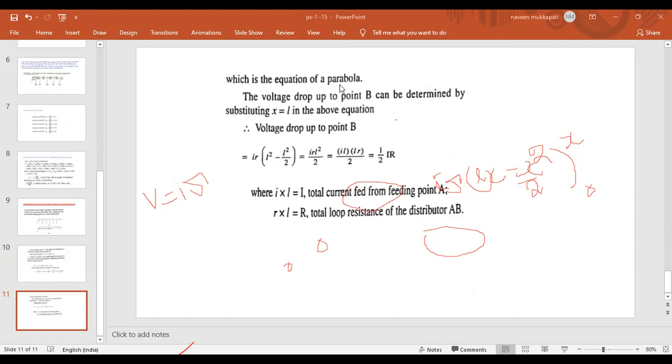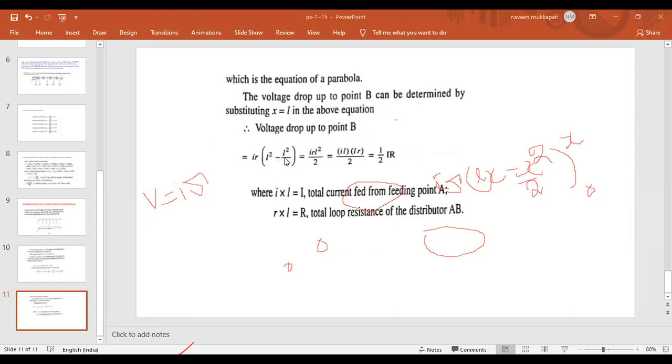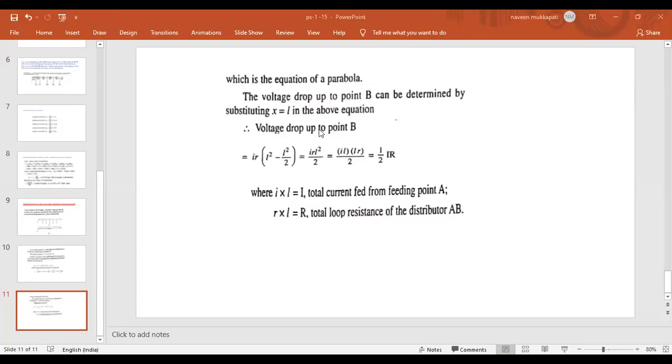Then we calculate the voltage drop up to point B. This can be determined by substituting x equal to L. Instead of x, we consider L. Then the voltage drop up to point B is IR into (L square minus L square by 2), which is equal to IR L square by 2.